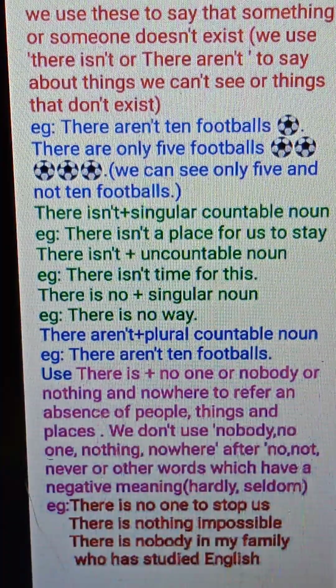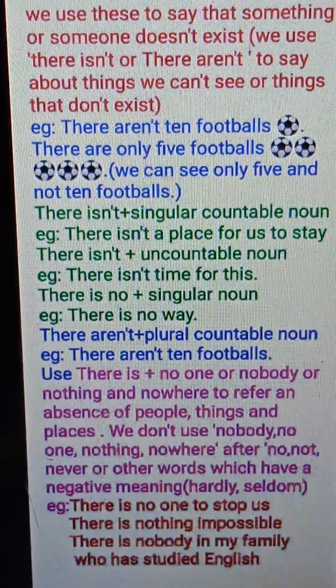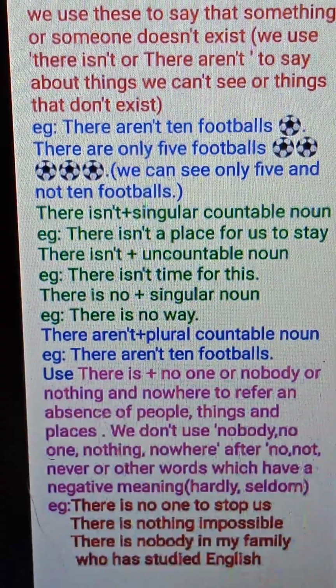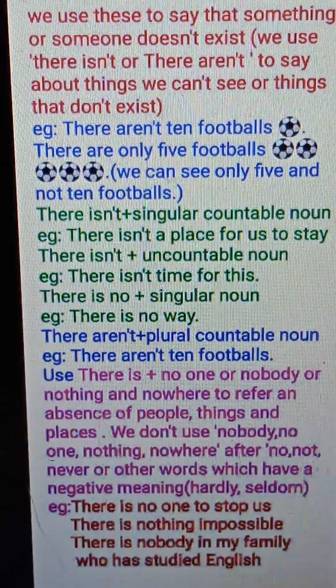There is nothing impossible. There is nobody in my family who has studied English. These are the examples. So, grammar will continue.